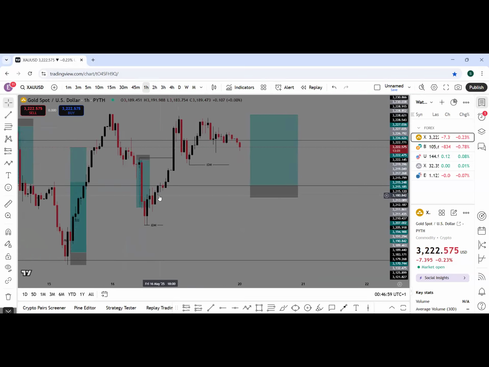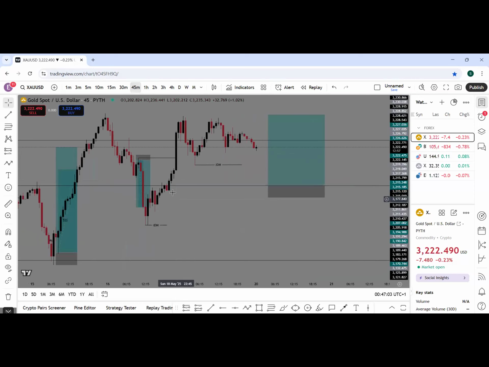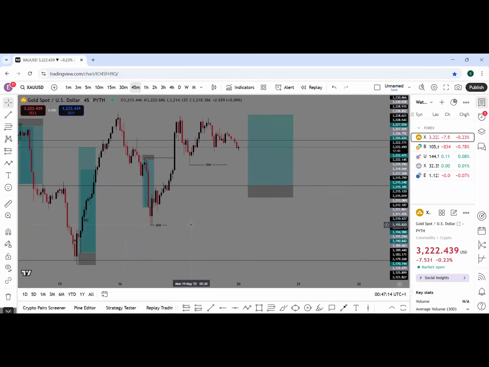Inducement. You see how I'm refining my entry now? Then I scale out to the 45 minutes. 45 minutes is also telling me the same thing. Order block, inducement, 2 hours, 1 hour, 45 minutes, telling me the same thing. You see how I refine the entry.